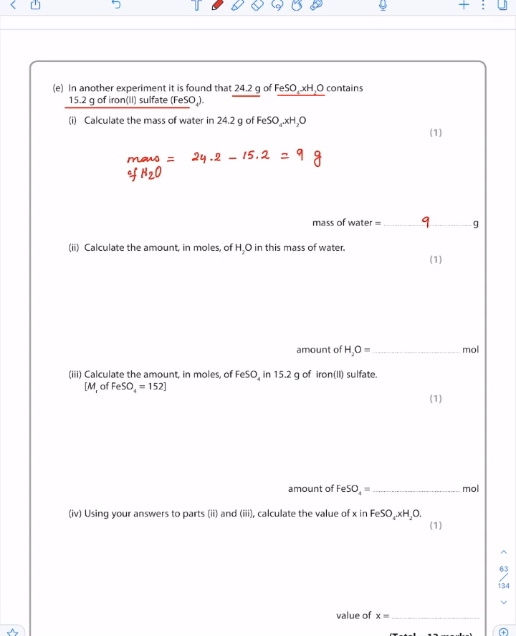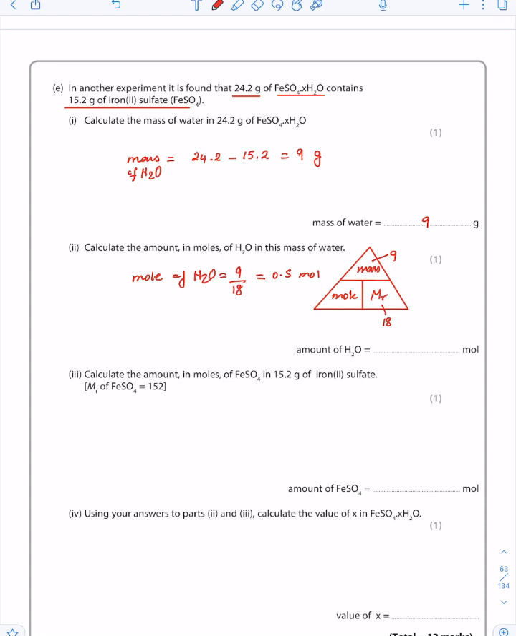Double I. Calculate the amount in moles of water in the mass of water. طبعا القانون moles equal mass over mr. الماس معانا ب 9. ال mr of water 18. يبقى المولز كام؟ moles of water is equal to 9 over 18 يعني half mole.